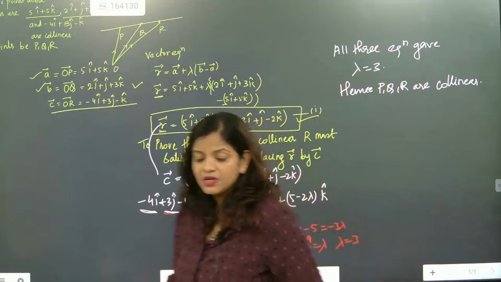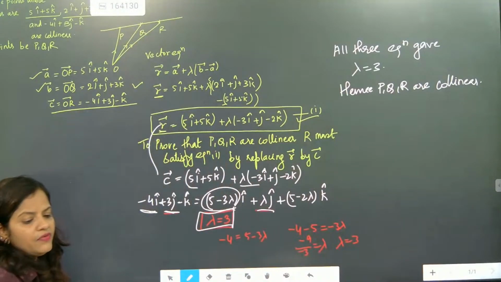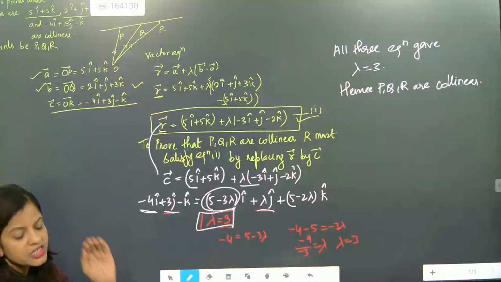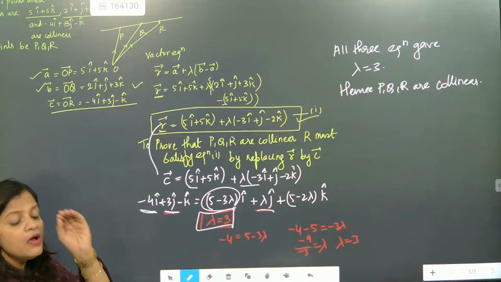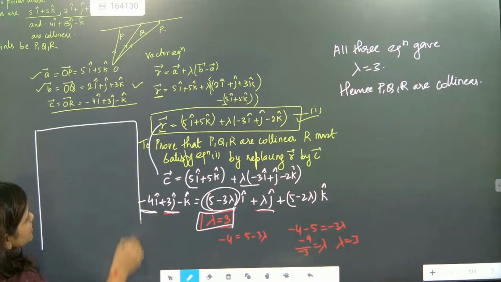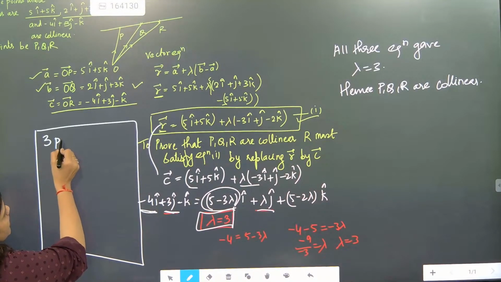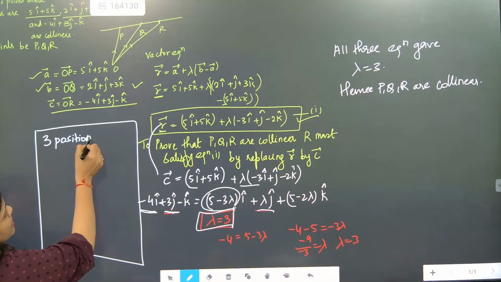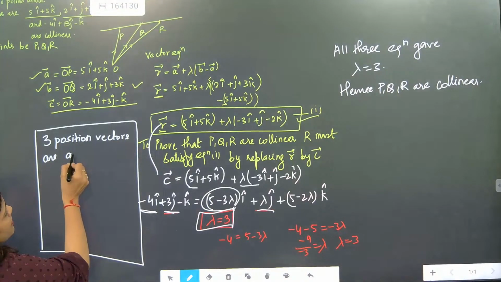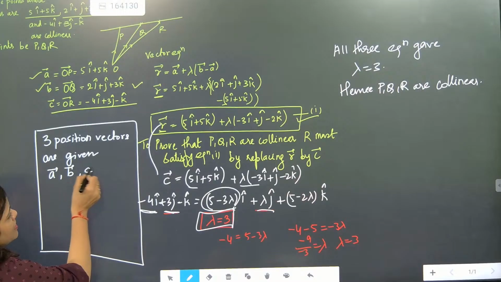Now, what we have learned and how to write about it. Now we have learned a technique. So, first type of question: when three position vectors are given, what are we going to write? Given such questions, how are we going to proceed? So, when three position vectors are given, the shortcut method: three position vectors are given. What are the three position vectors? Any three position vectors, A vector, B vector, C vector.